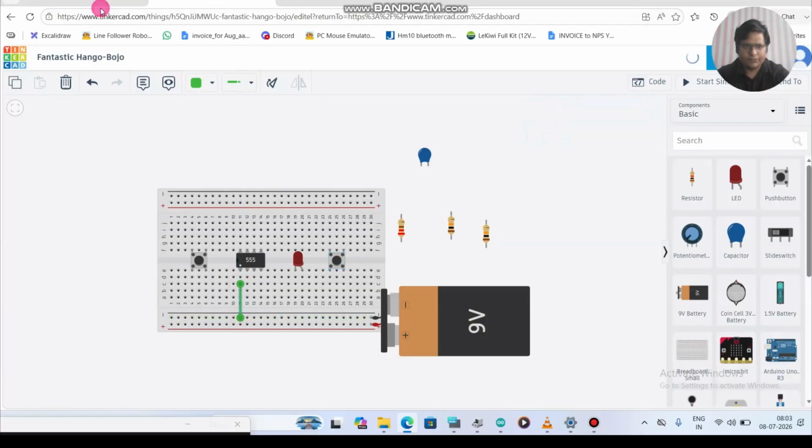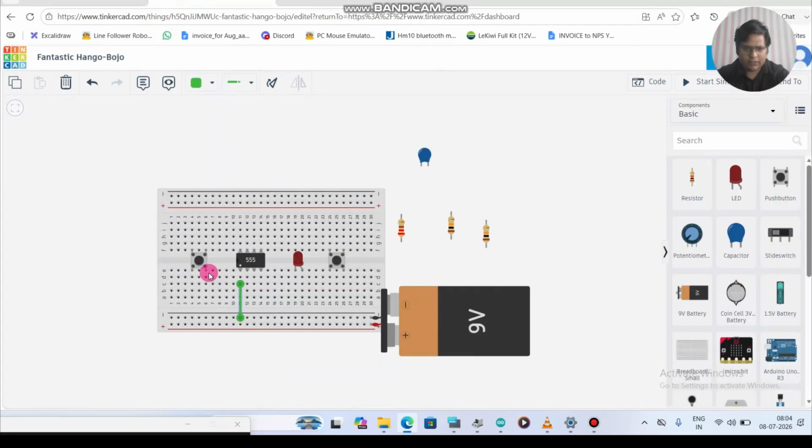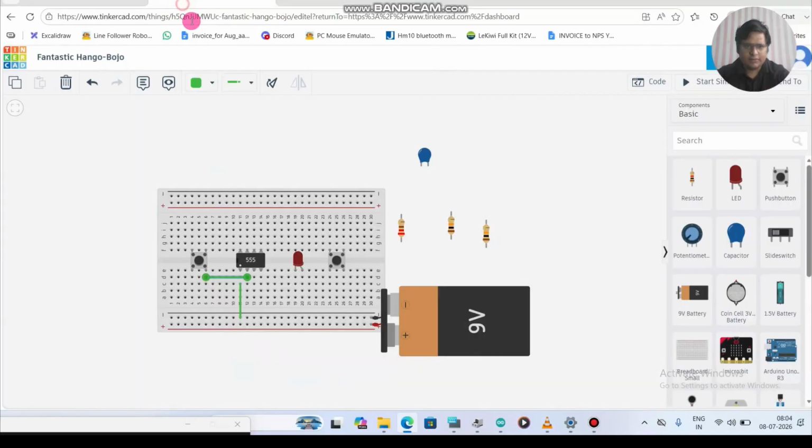Pin number 2, what is connected to 2? So if you see, pin number 2 is connected with one leg of a button. Okay, let's do that. One of the button legs is connected to pin number 2, and the other leg of the same button is connected to minus of the battery. This is minus. So the other leg of the button is connected to minus of the battery.